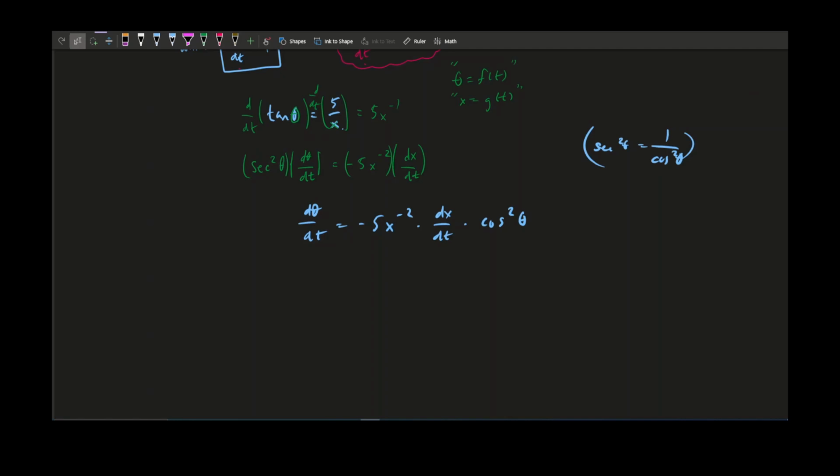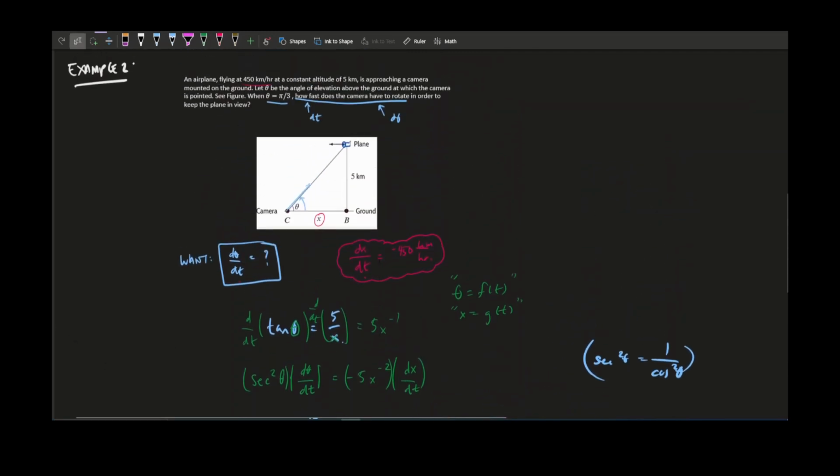We know that theta is pi over 3. So this is really 5, and I'm going to put this x in open parentheses here because we don't know that. dx dt was negative 450, right? Cos squared of theta, we know that theta is pi over 3. So really the only thing that stands between us and knowing d theta dt is this value here of x.